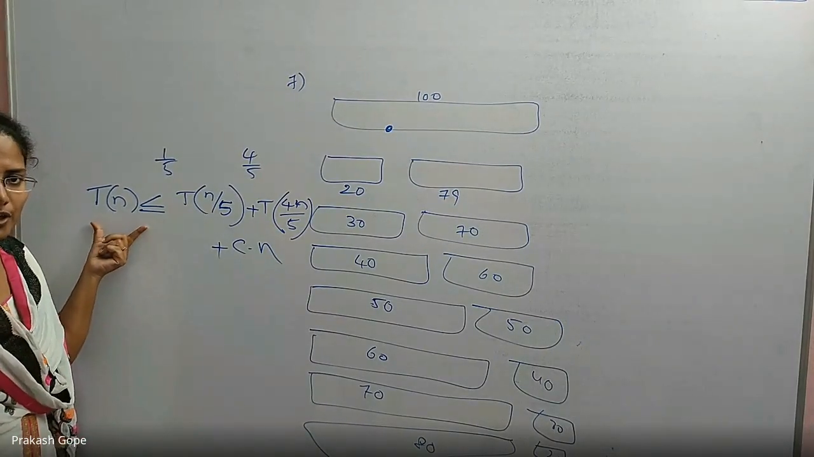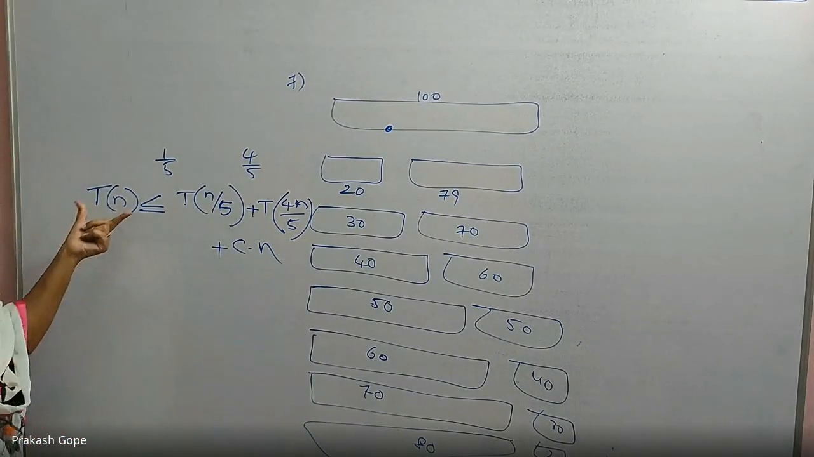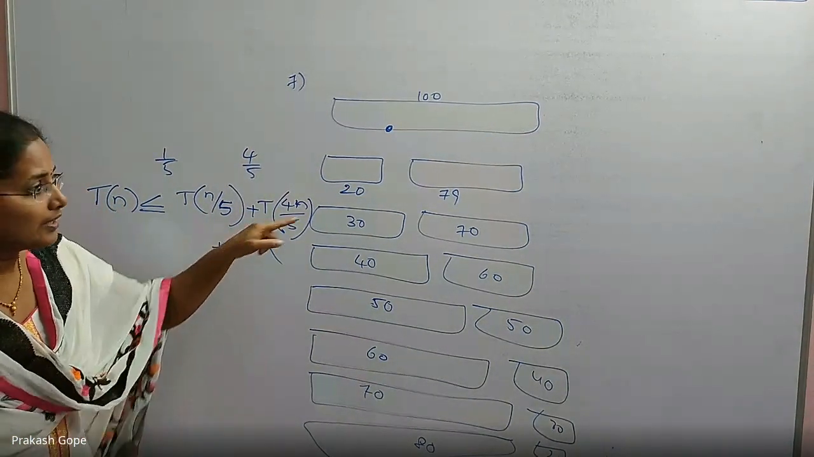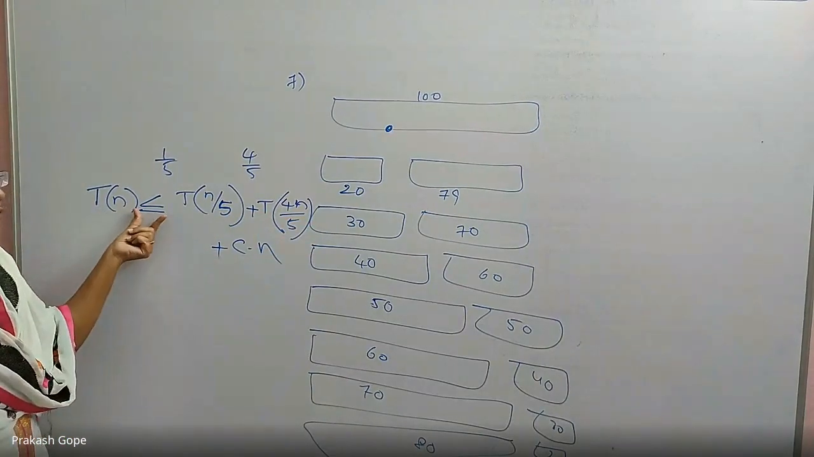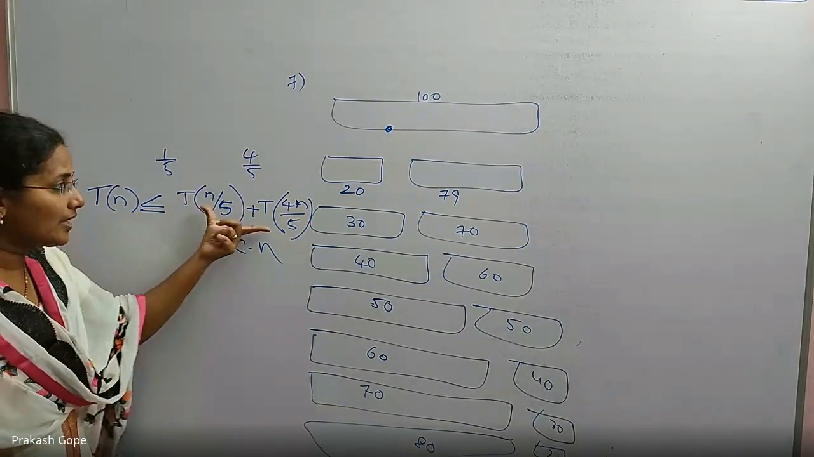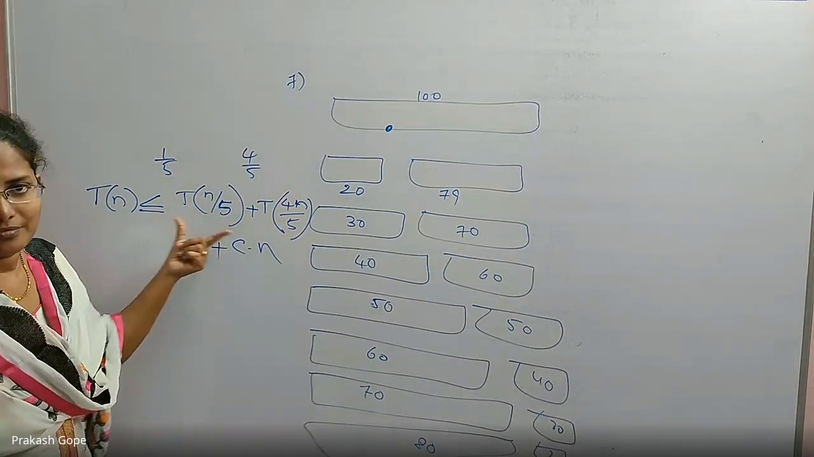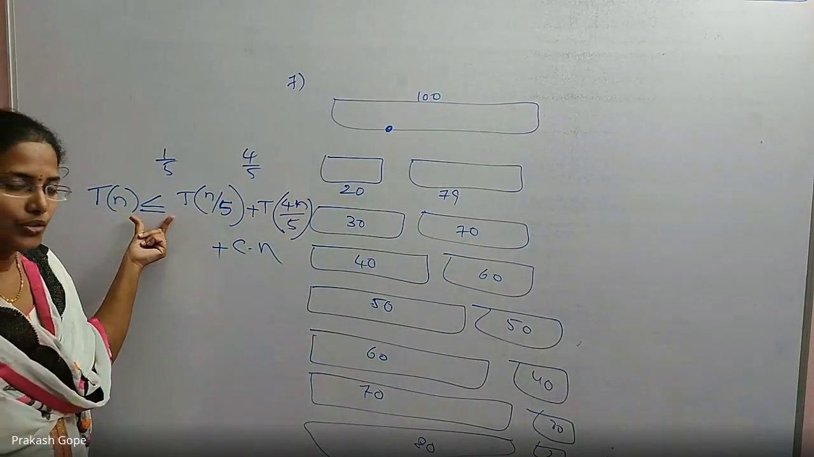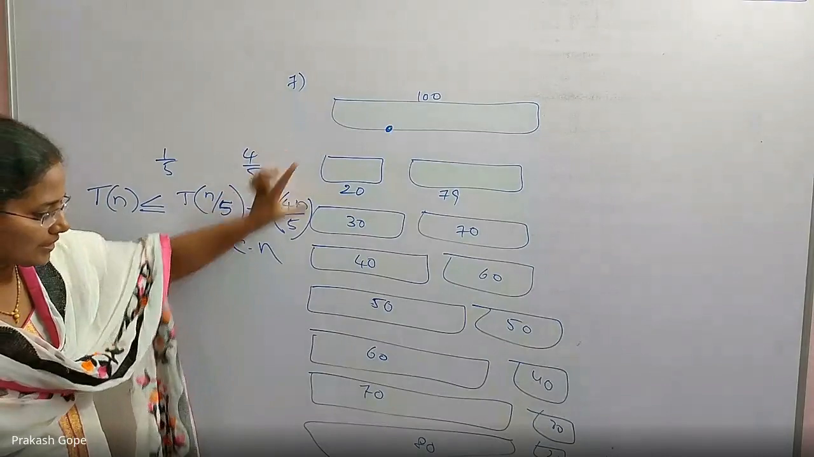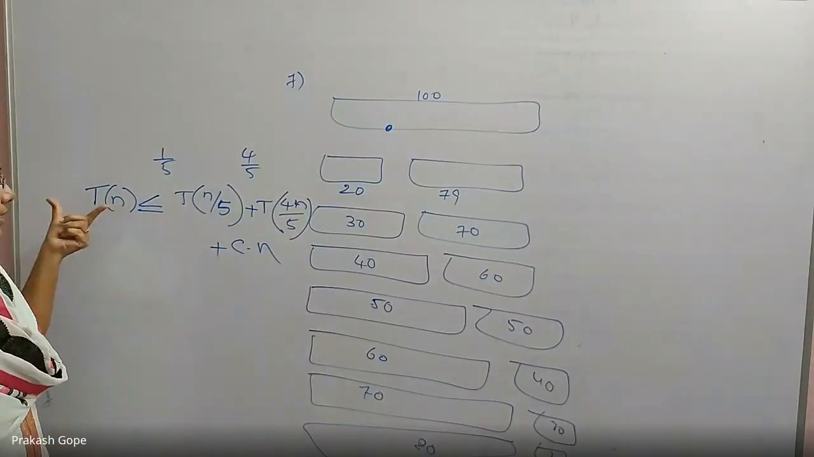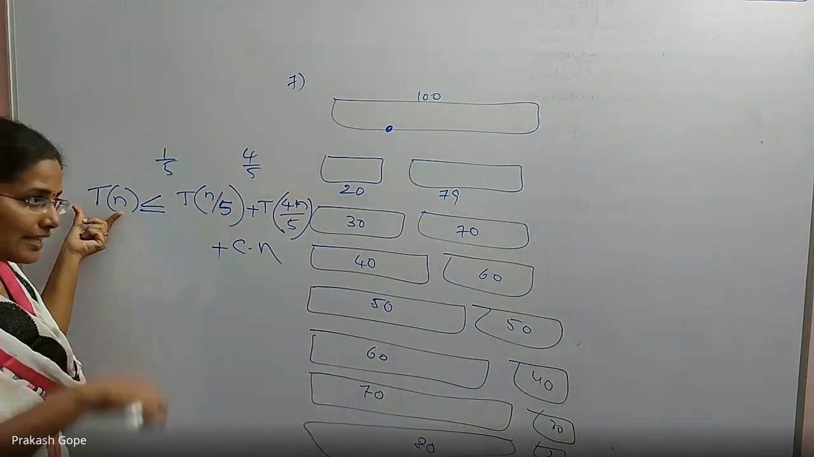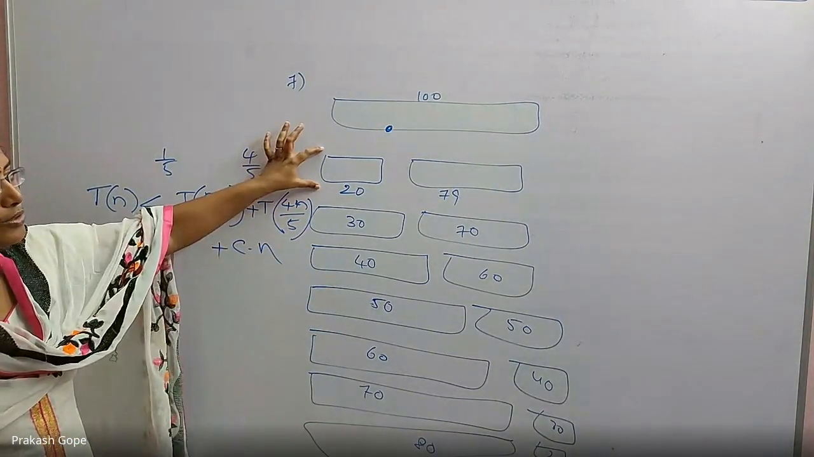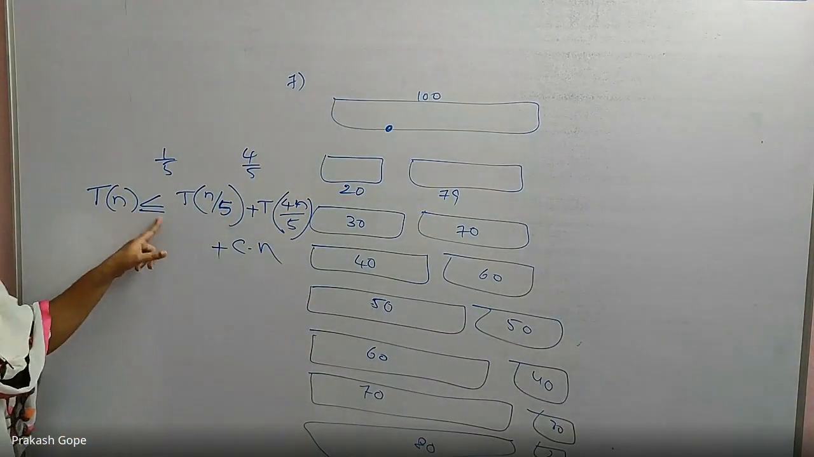Recurrence relation for time complexity. In this case, T of n is equal to this. In this case, T of n is slightly better than this, which means time is less. That's why I'm saying less than or equal to. It is exactly equal in this case and this case. The time taken is less. That's why all these cases take less time compared to this one. That's why I said less than or equal to.